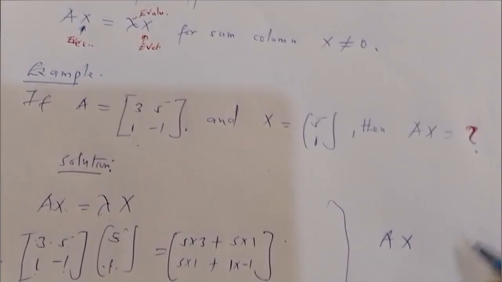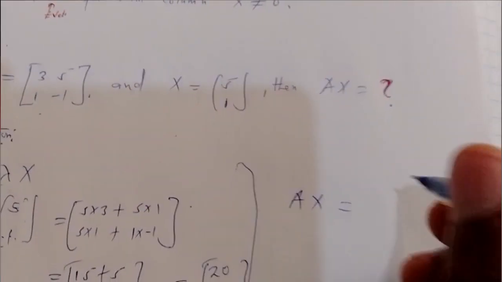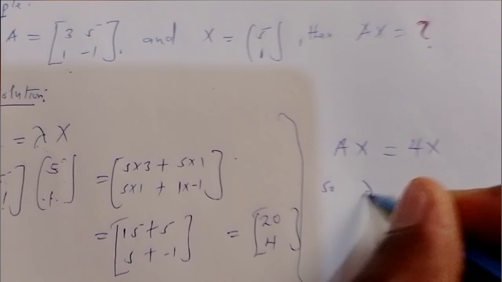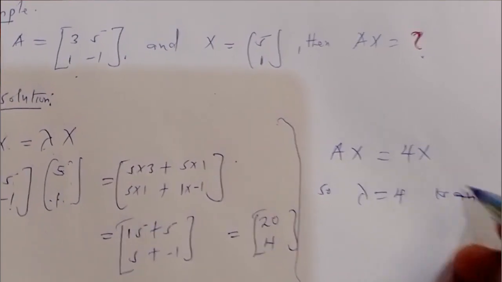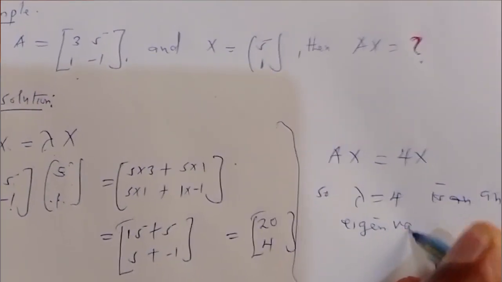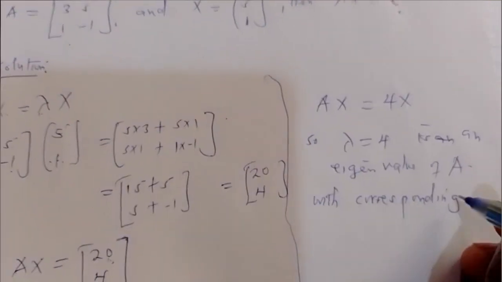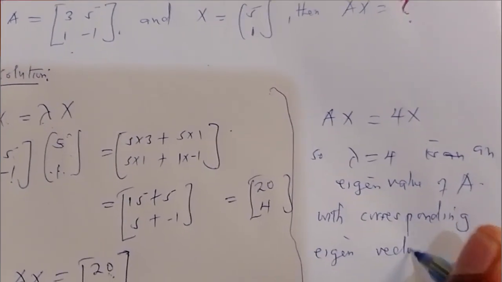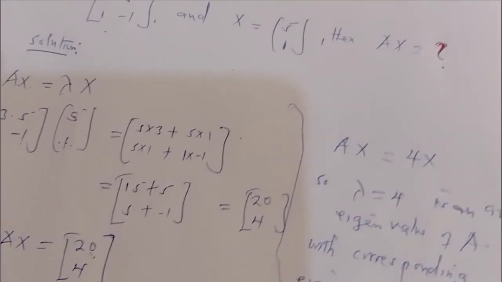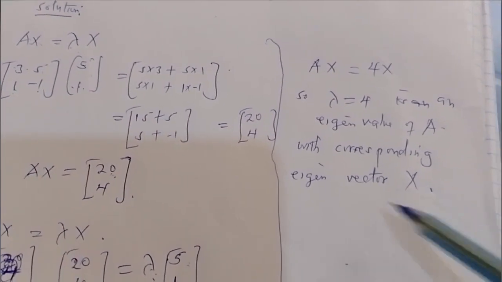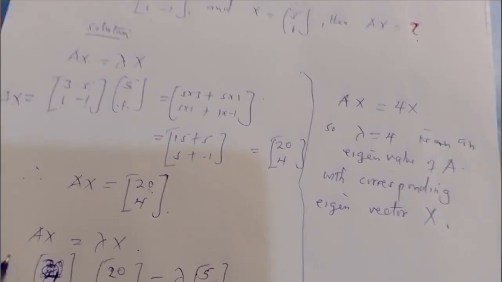So Ax is equal to 4x, where lambda is 4. So we can say that lambda equal to 4 is an eigenvalue of A with the corresponding eigenvector x. And at that point, we are through with that.